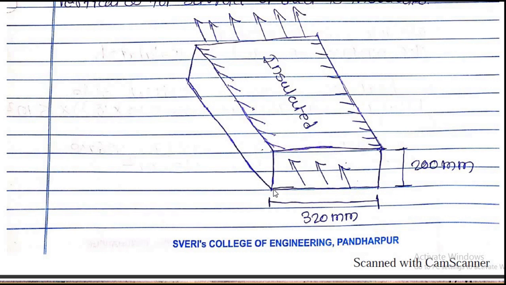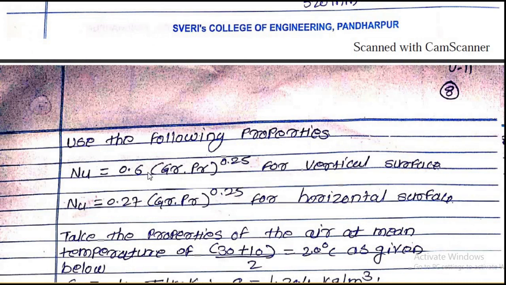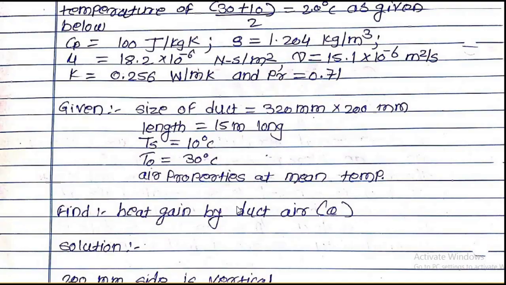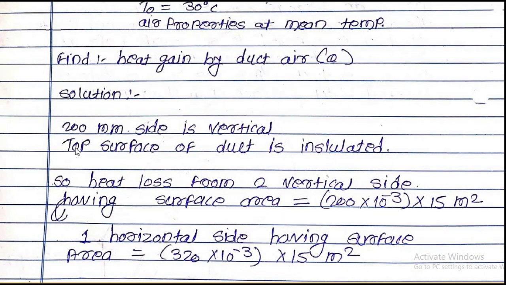That is nothing but this bottom surface will be the horizontal surface for the heat transfer. So we can say that this vertical surface equation can be applicable for the two sides, and the horizontal surface equation will be applicable for the one side. So here we have to find out the heat gain by the duct air as Q. So we have considered the two statements.